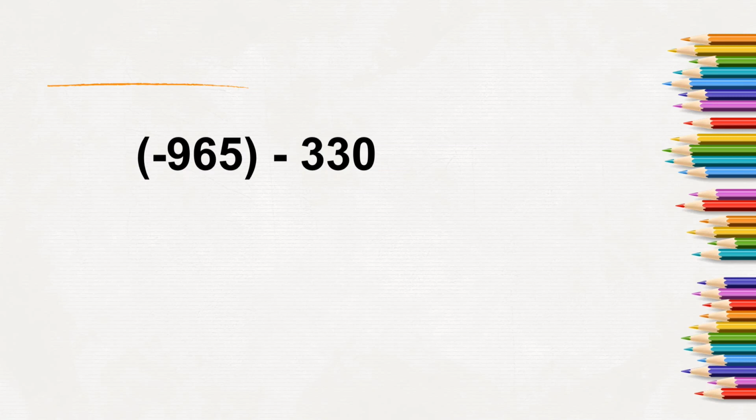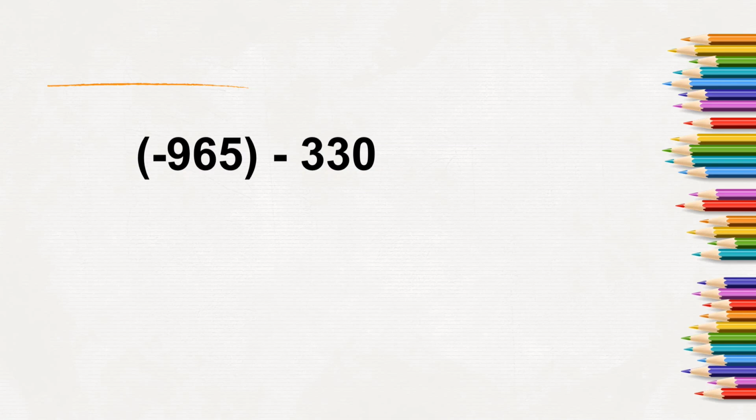Look at one more example here. Here, negative 965 minus 330. We are already in minus, that is negative 965. From that again we'll have to take away 330. Means I already have a debt of 965 rupees. Upon that again I am taking 330 rupees as debt. Then what will be the number we'll have to find out.